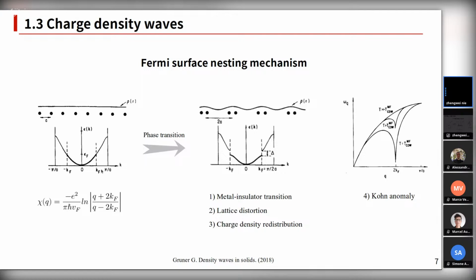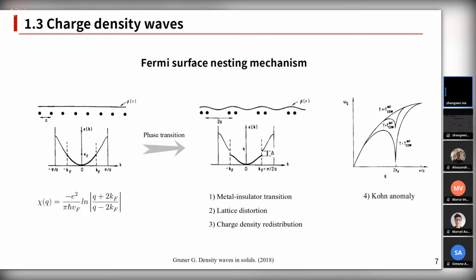Suppose we give it an external stimulation with an external field, then the charge density should redistribute in response to the stimulation according to the linear response theory. And chi is the response function. We can see that chi diverging at Q equals 2kF means that this system is unstable. It should go through a phase transition.